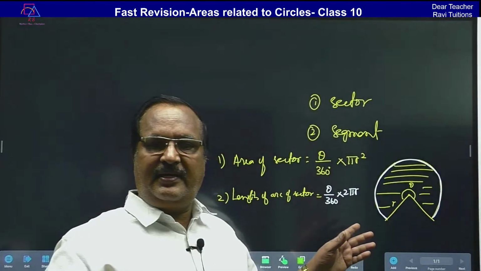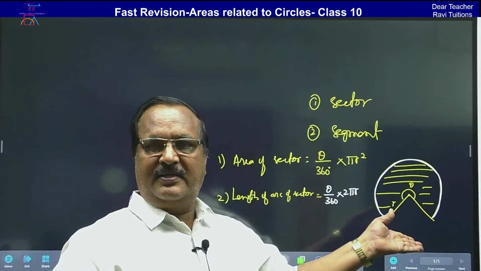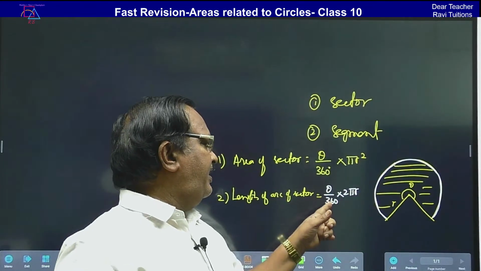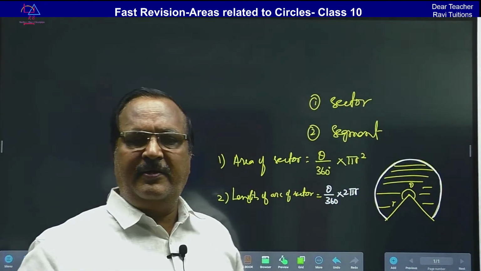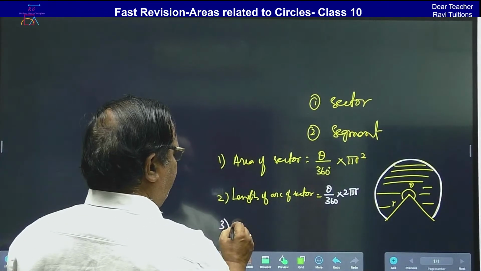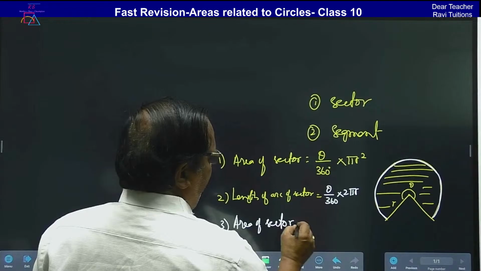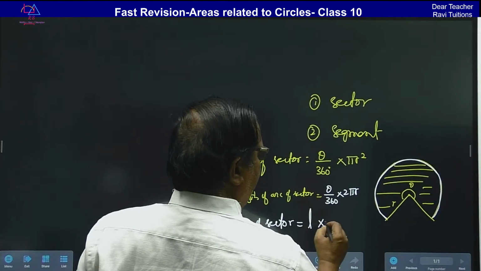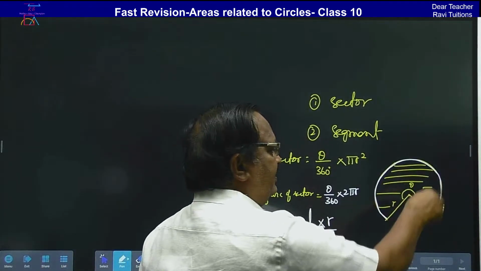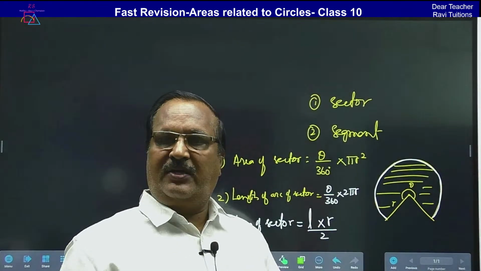Circumference of the circle is 2 pi r, and the arc of the sector is a part of the circle. So, theta by 360 into 2 pi r. There is one more formula, a special formula. Area of the sector is equal to half into length of arc into radius, half L R.